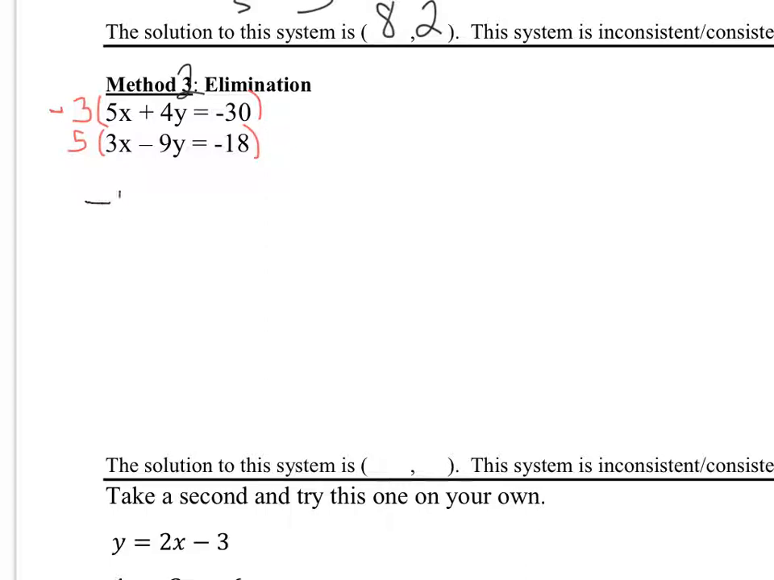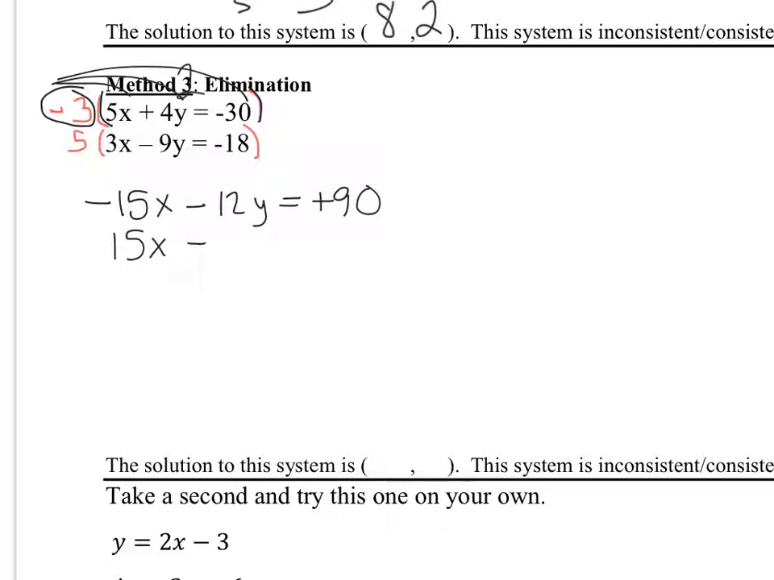So you take this negative 3 and distribute it to the whole thing. That's why I put parentheses around the whole thing. We hug it. Minus 12y equals positive 90. And then 15x plus 45y equals negative 90. When we add these two together, this goes away.